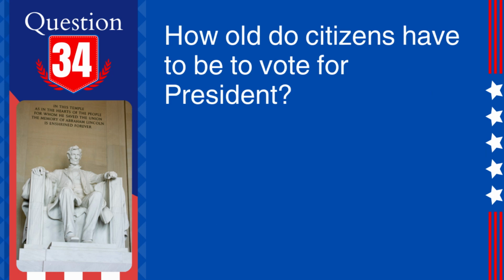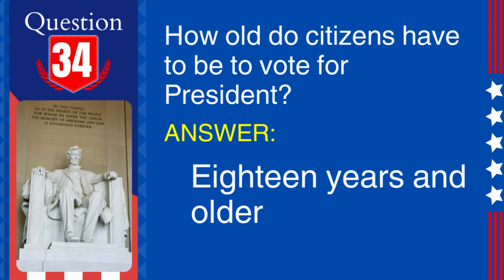34. Question: how old do citizens have to be to vote for president? Answer: 18 years and older. Explanation: the legal voting age in the United States is 18, as established by the 26th Amendment to the Constitution.